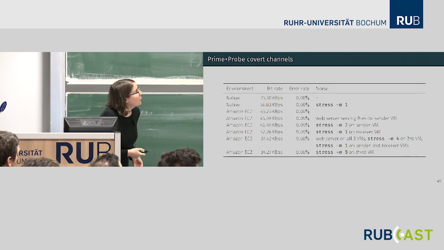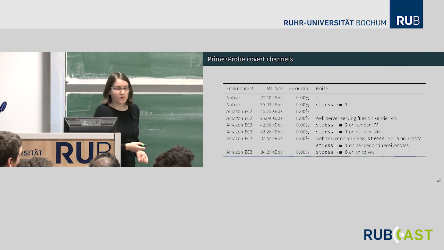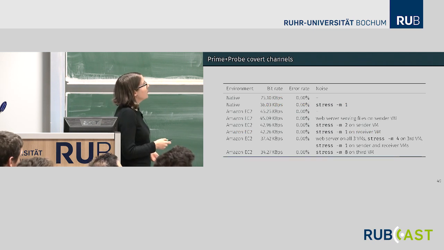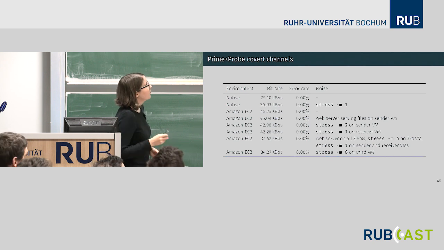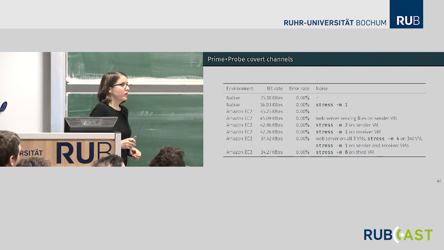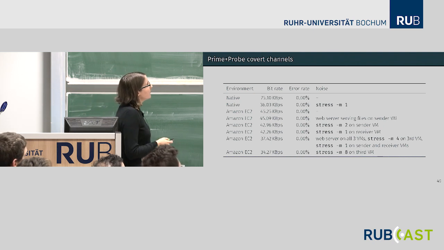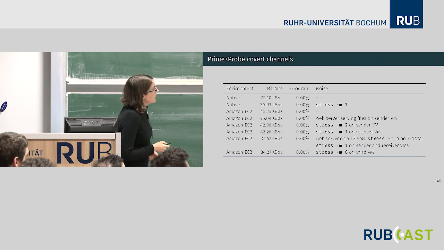And we ran that in native environments. So we managed to have a bitrate around 75 kilobytes per second. And it also still works without any error if you put stress -m 1 on the machine. So that will use the memory extensively, but it only reduces the bit rate, and we still have no error whatsoever.